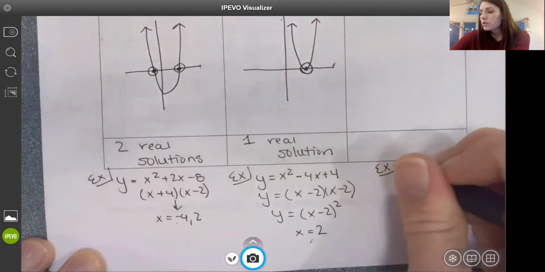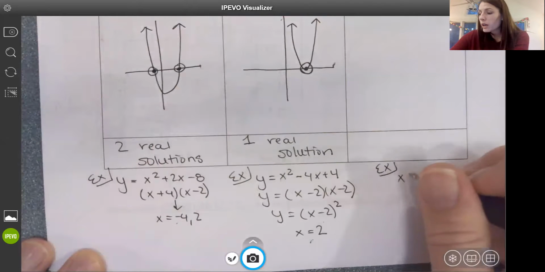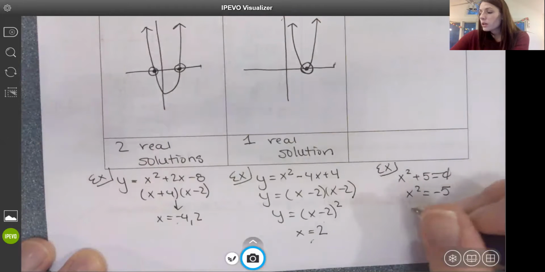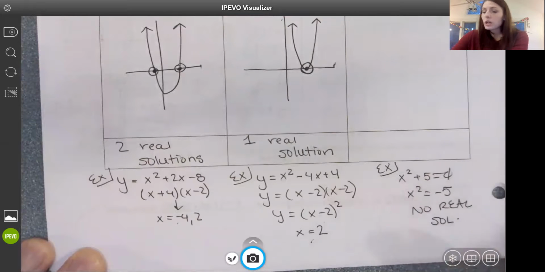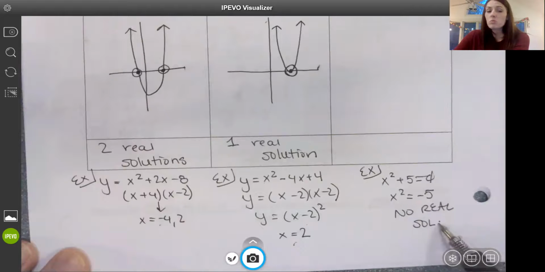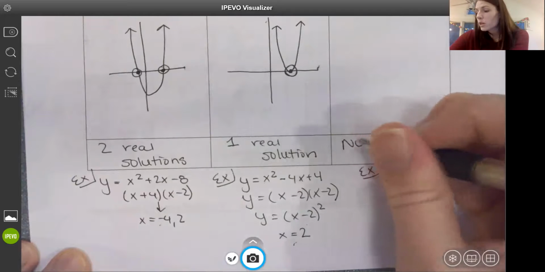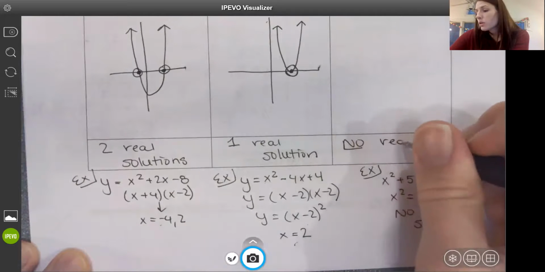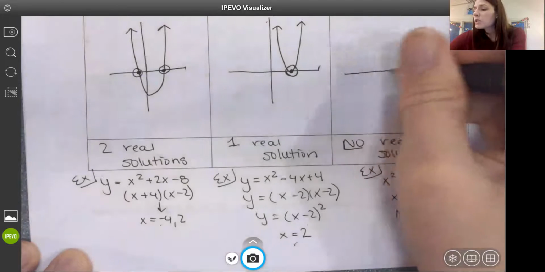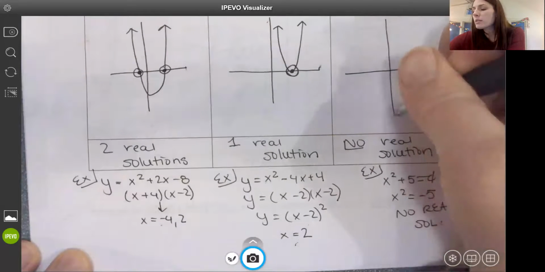And on our last solution, like what we have above, x squared plus 5 equals 0, x squared equals negative 5, and then we just write no real solution. Okay, the third possibility, okay, 2 solutions, 1 solution, no real solution. Could have an imaginary solution, but that's Algebra 2 class, okay?